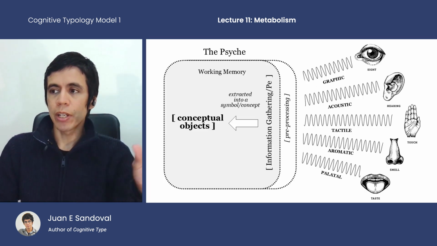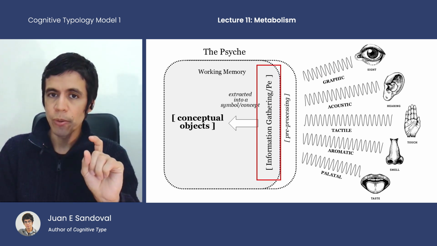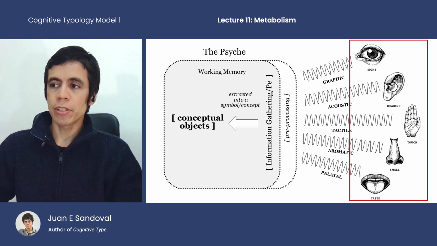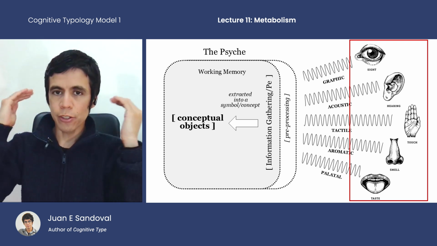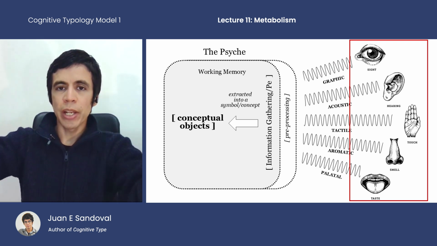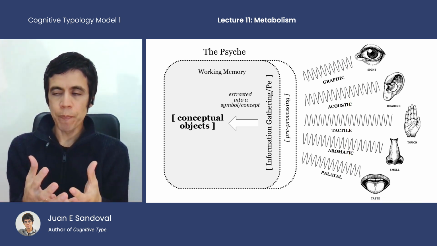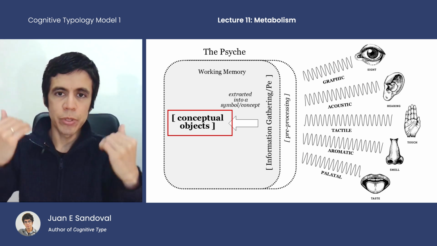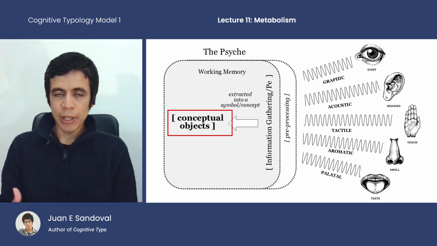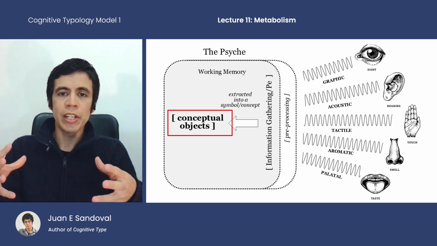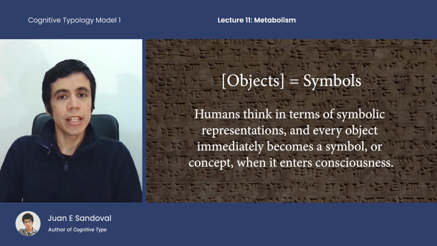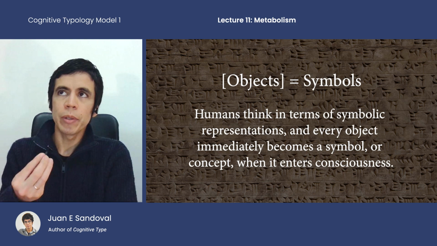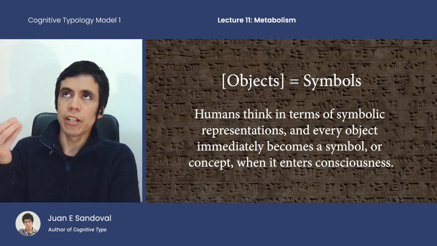Because if you think about it, so information comes in. First of all, information gathering is PE. Where is it gathered from? Well, initially, the raw inputs come from the optic feed, the auditory feed. It's multimodal. It can come from any of the input sources of the body. And from that are extracted objects that become the objects of consciousness, because everything the mind does is done through a kind of common denominator of symbols. So humans think in terms of symbolic representations, and every object immediately becomes a symbol when it enters consciousness.